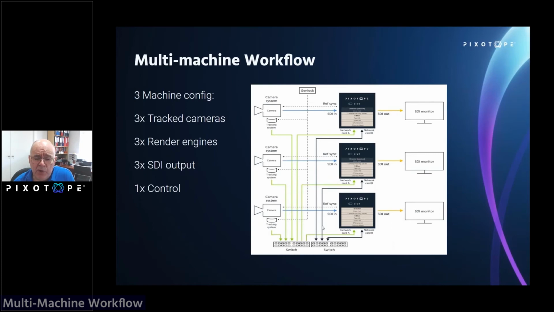So we're going to use a separate network to do that, so that we don't put any pressure on our tracking network. We've separated off our tracking data into a separate switch and supplying that individually to the Pixotope engines. Why do we do that? Tracking data is not that big.